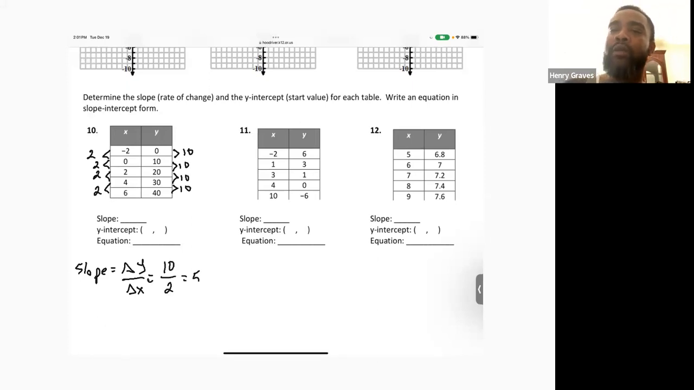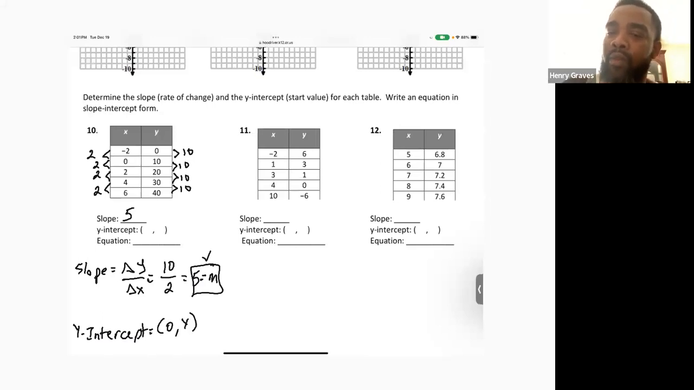Okay. Now on number 10, you guys got very lucky because they already gave you the x-intercept. So now the y-intercept. When x is 0, you're going to have your y number. If you look over here on the table, when x is 0, the y number is 10, and that means my y-intercept is 10. So my equation will be y equals 5x plus 10, because my equation is in the form y equals mx plus b, right? Mx plus b.